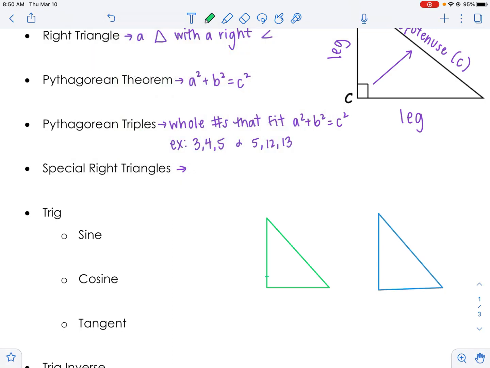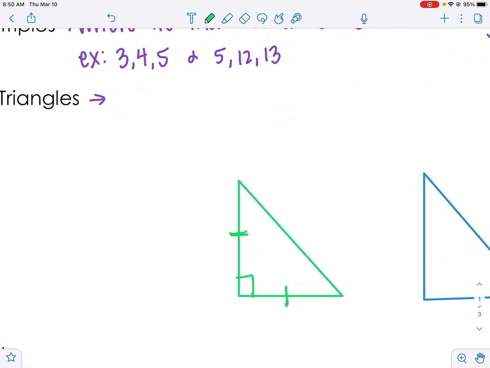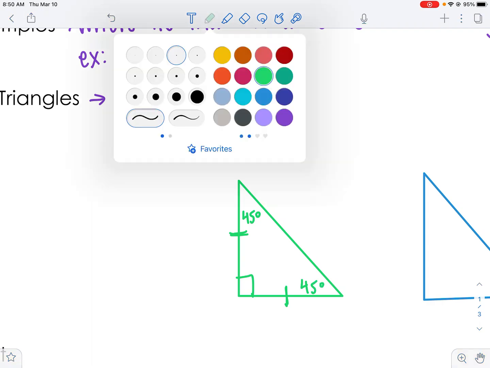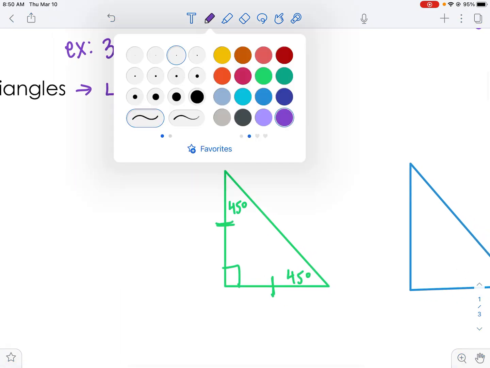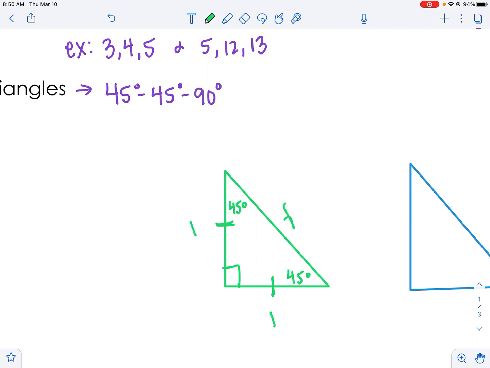Okay, the first special right triangle is an isosceles right triangle. Now, if it's isosceles and triangles add up to 180, so if I do 180 minus 90, I get 90. And then when I divide that by 2, I get 45. So an isosceles right triangle is also known as a 45, 45, 90 triangle. That's the first special right triangle, 45, 45, 90. And 45, 45, 90s follow this rule every single time, and the rule is 1, 1, root 2.